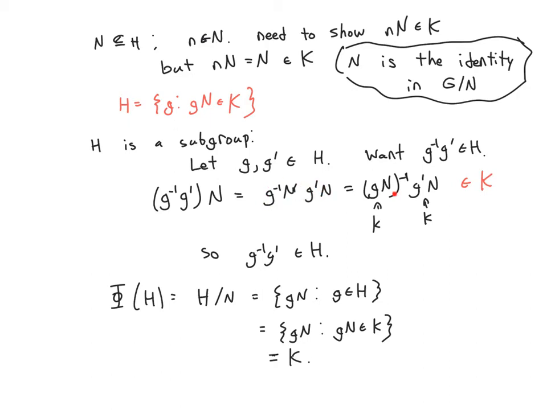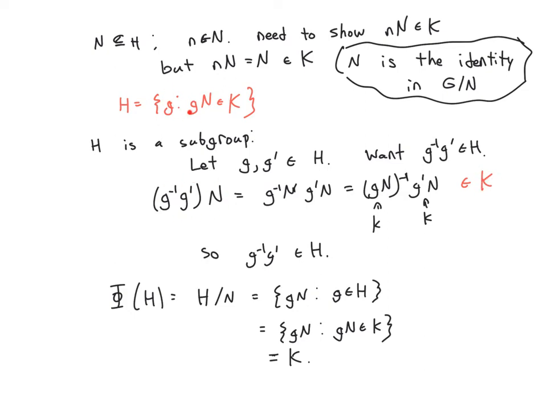Well, this first factor is just the inverse of this coset, which is already an element in K. And this one is also an element in K, both by assumption because G and G prime are elements of H. And that's the definition of H. But K is a subgroup, so by the subgroup criterion, since these two elements are in K, the inverse of one times the other is also an element in K. And so this product is in K. And so by equality, this coset is also in K.